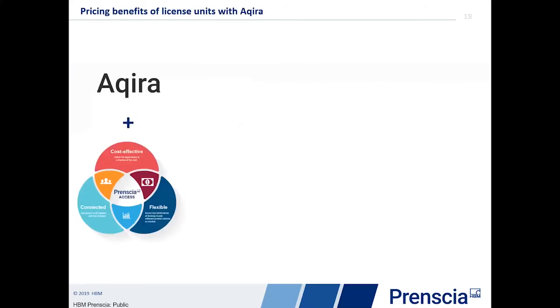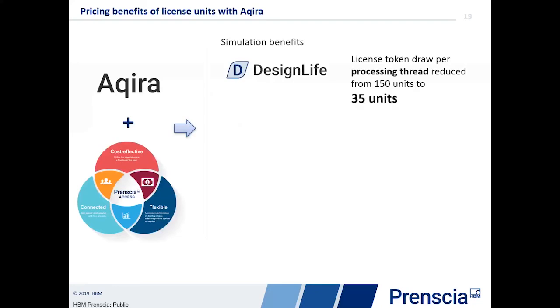Another benefit is that we reduce some of the token counts directly when you have Aqira, based on the fact that we are viewing this as being an enterprise deployment. So a great benefit is with design life, so using design life for CAE simulation. With Aqira, the number of units drawn per processing thread is reduced from 150 down to 35, so about a 75% reduction in the number of units drawn. In order to take advantage of the fact you can run these design life jobs not on your local desktop, you can run it on a server, you can scale it up, you can run it with multiple threads, and so we're making that even more attractive.